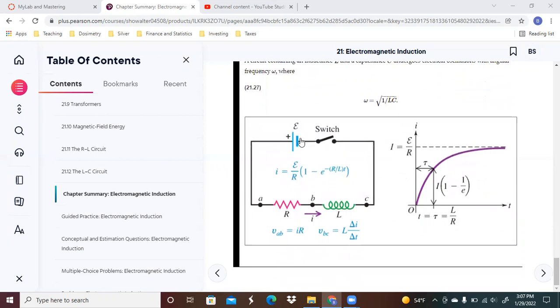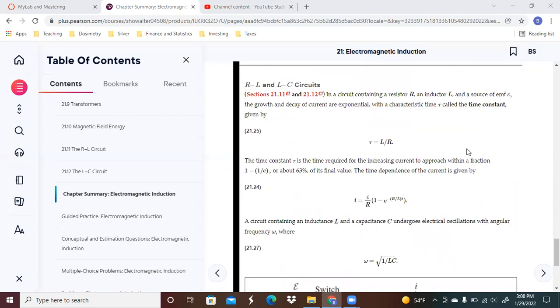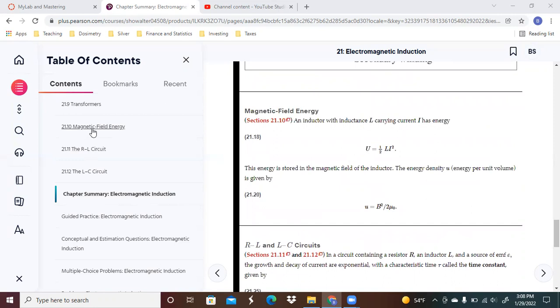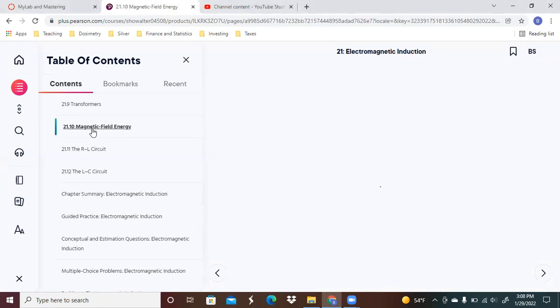What we are seeing here is when an RL circuit, when the switch is closed, we can see as time increases that there is a certain amount of time for the current to get within 63% of the steady state value. And this is what the time constant is going to be referring to. So let's take another look here at section 21.10.